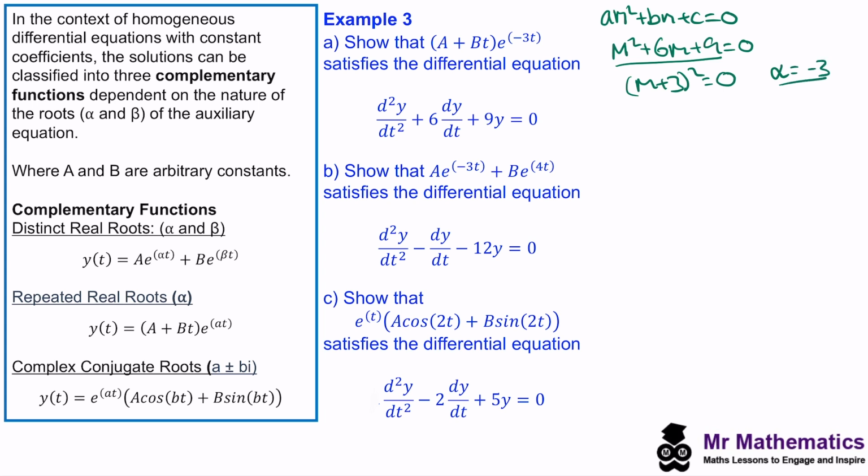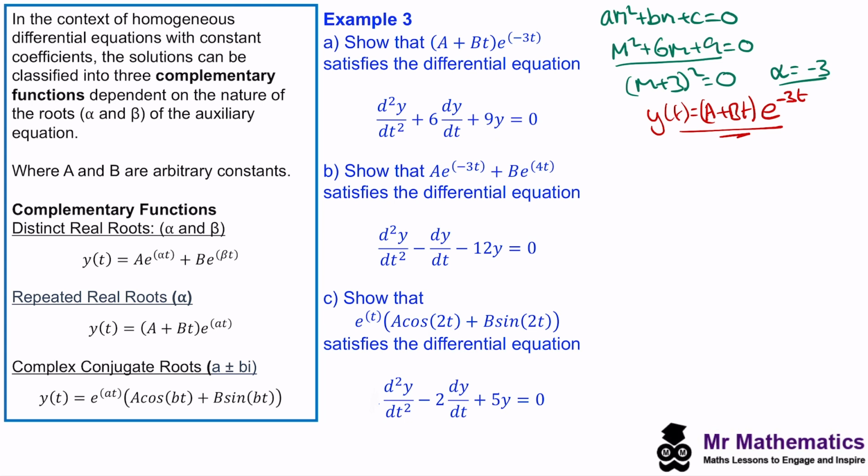Because it's only got one repeated real root, we're going to use this complementary function. So the solution will be a plus b times t, multiplied by e to the power of minus 3t. So this would be the general solution to this second order differential equation.